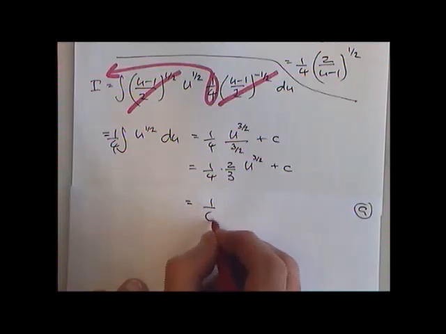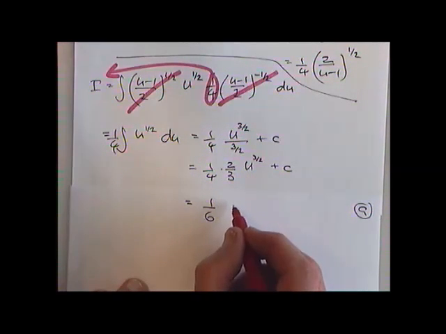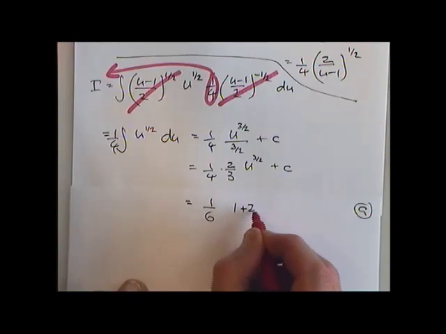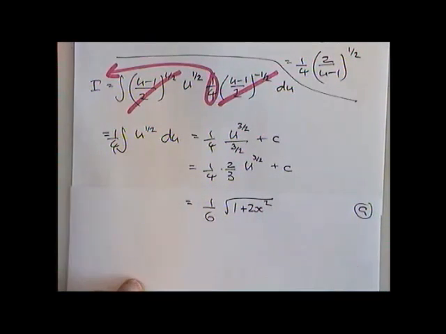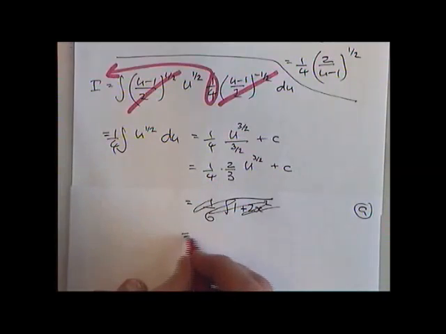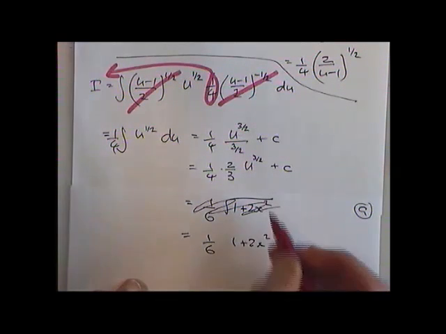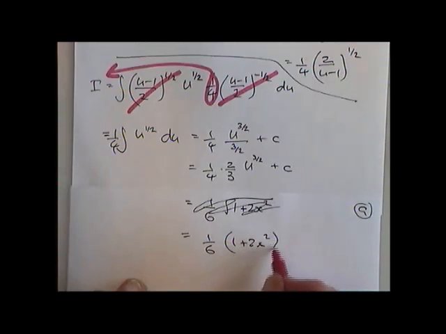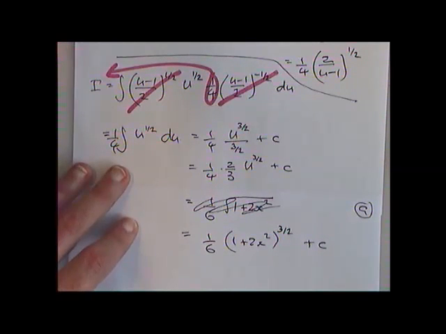Okay. u, hang on, what is u? Right from the beginning of the question, u was 1 plus 2x squared. I'll write that line out again. It was 1 plus 2x squared. That's my u. I need to put the power of 3 over 2 on that and put my plus c down. That's a perfectly acceptable answer.